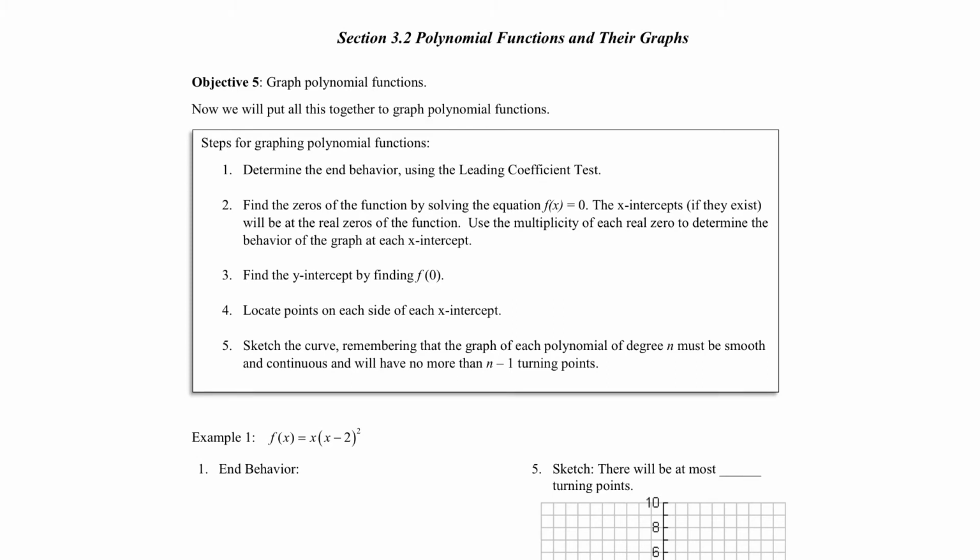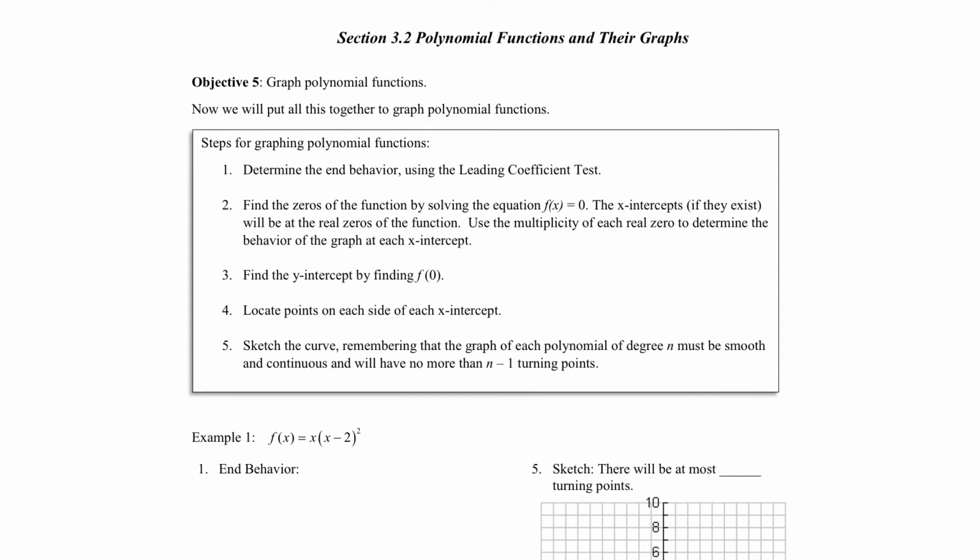And we can also use the multiplicity of each real 0 to determine the behavior of the graph at each x-intercept. Remembering that if it has an even multiplicity, then at that x-intercept, at that 0, the graph will touch and turn. If it has an odd multiplicity, it will cross. And the higher the multiplicity, the more the graph flattens out near that point. The third step is a new one. We're going to find the y-intercept, and this is no big deal. We're just going to evaluate f at 0.